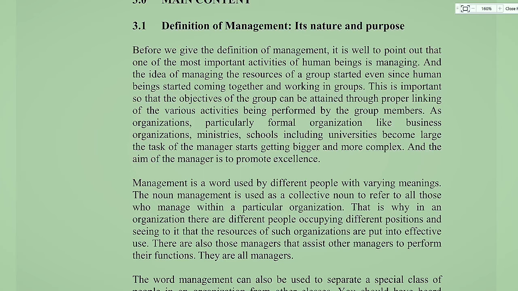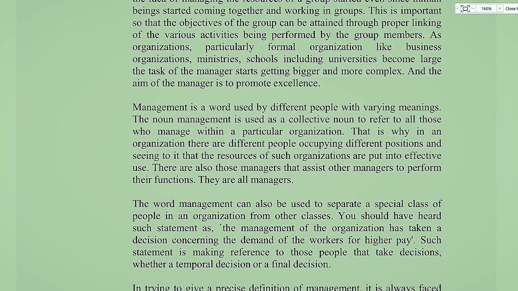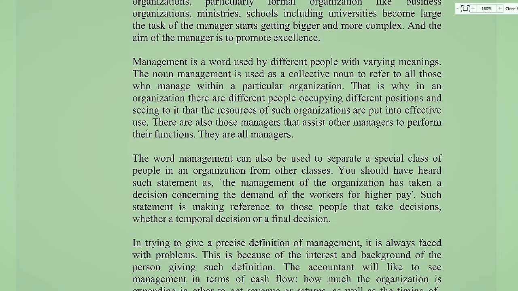Management is a word used by different people with varying meanings. The noun management is used as a collective noun to refer to all those who manage within a particular organization. That is why in an organization there are different people occupying different positions and seeing to it that the resources of such organization are put into effective use. There are also those managers that assist other managers to perform their functions.